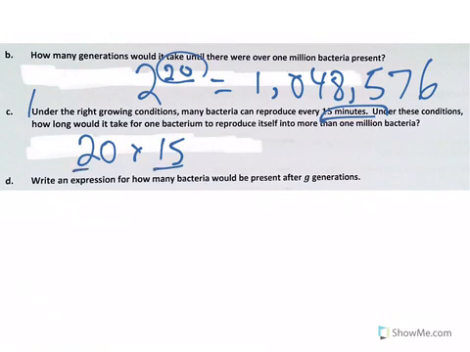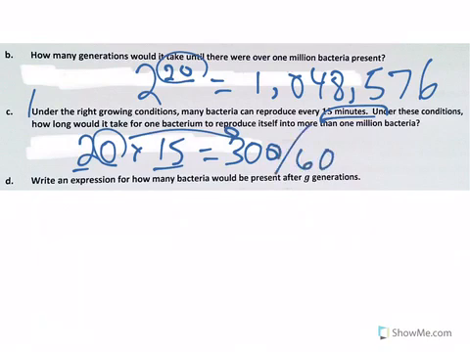I can do 15 times 2, which is going to give me 30. I still have this 0 to bring over for the place value. So I end up with 300 minutes. If I divide that by 60, because there's 60 minutes in an hour, that would give us about 5 hours until there were 1 million bacteria.